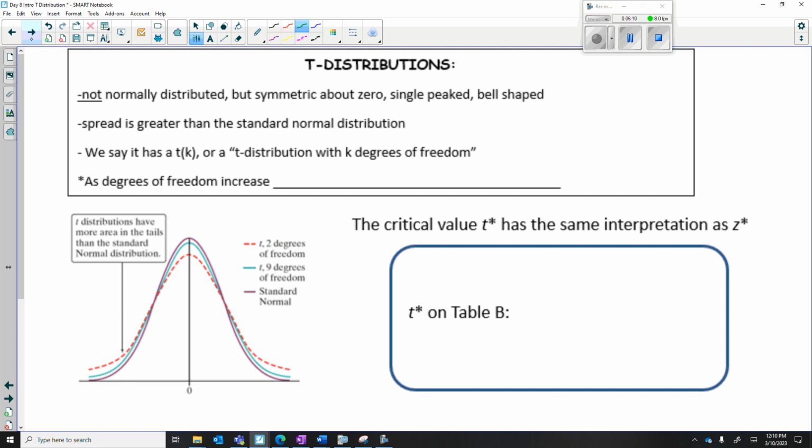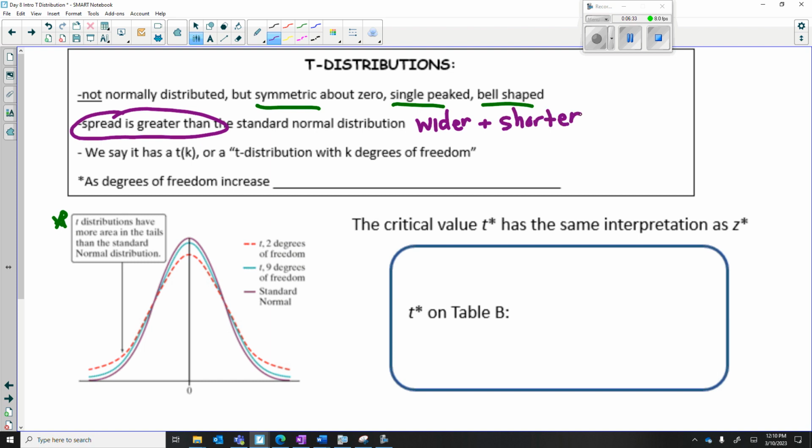So it is not quite normally distributed. It is still symmetric. So here's the picture up over here. It's still going to look like a bell curve, single peak and bell curve, just like the z-score, but it's going to be a lot more spread out. The spread is going to be greater. So if it's more spread out, it's going to be wider and shorter than the z distribution. Okay. The t distribution is denoted by the number of degrees of freedom. Degrees of freedom is defined as the sample size minus 1.